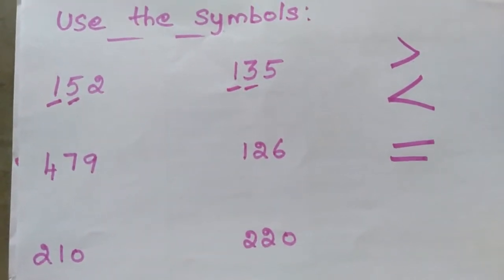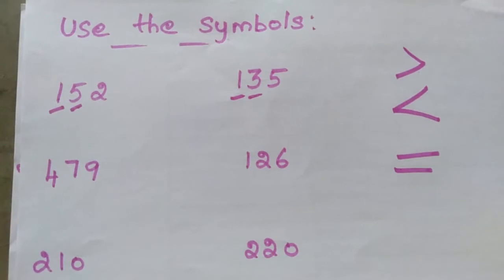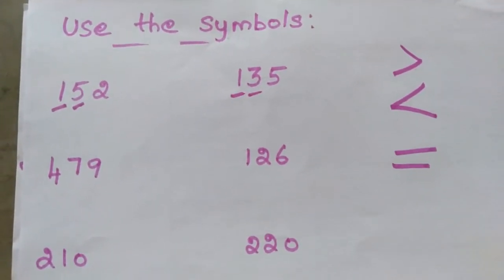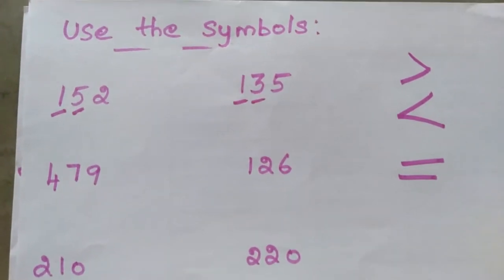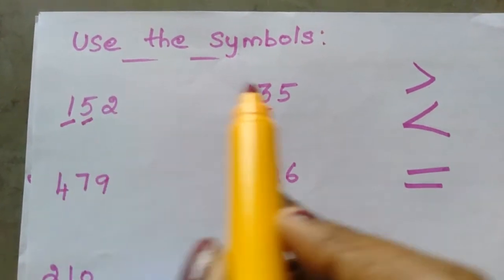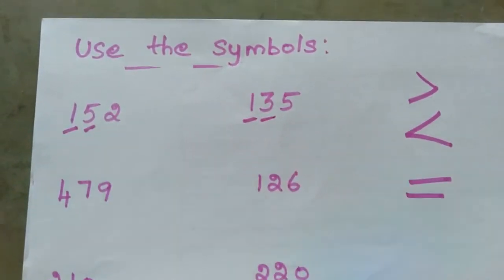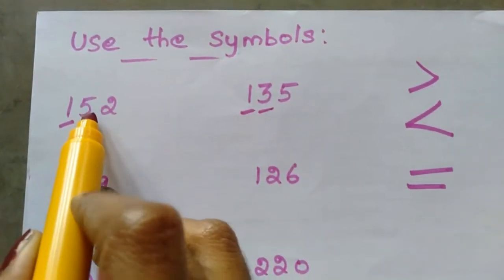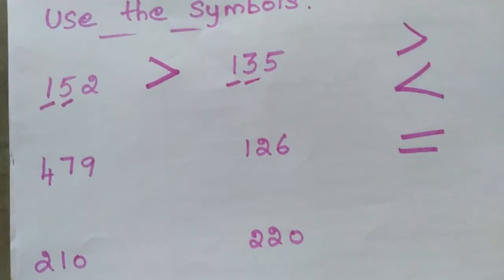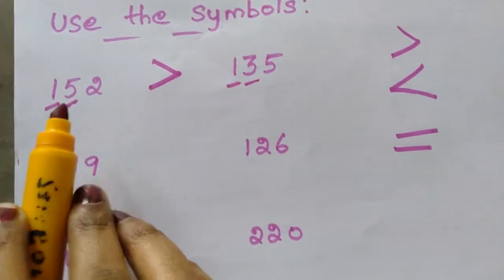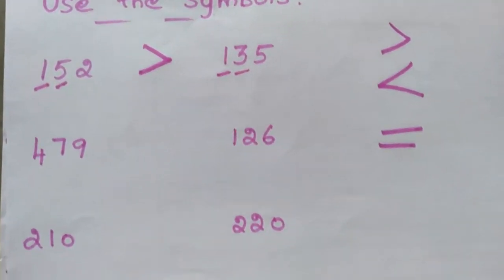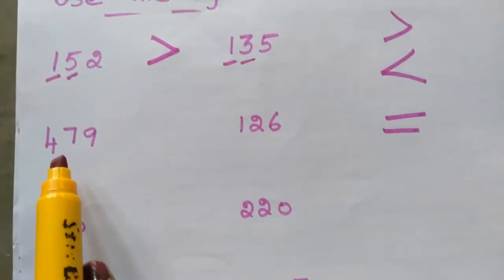Already what I said? Greater side, what will come? Opening mouth will come, right? Less sign, the mouth will be closed. So, 152 or 135, which side will the open mouth come? This side, right? So this side the open sign will come. Understood? So this is greater, this is less. Understood? Okay, then see the next one.